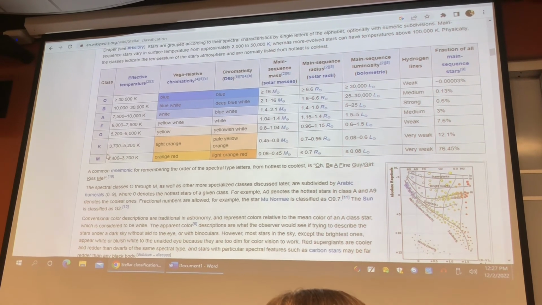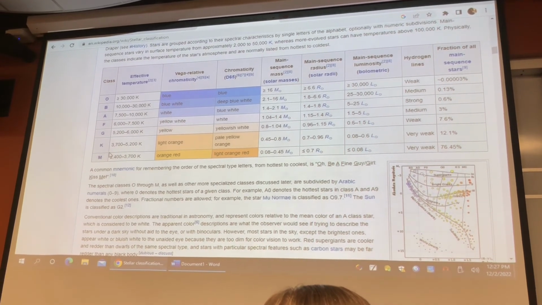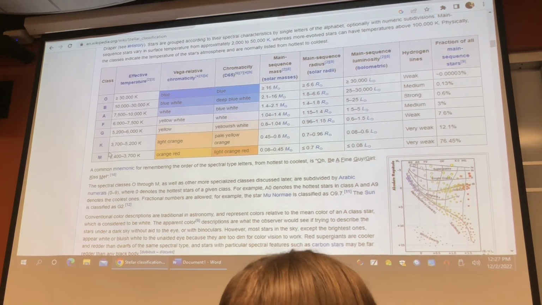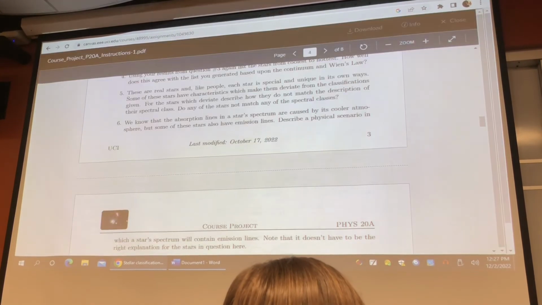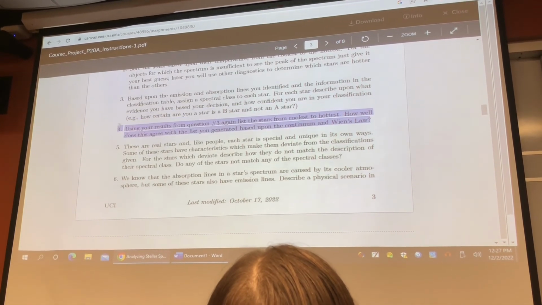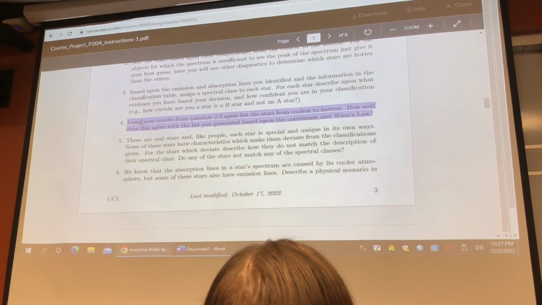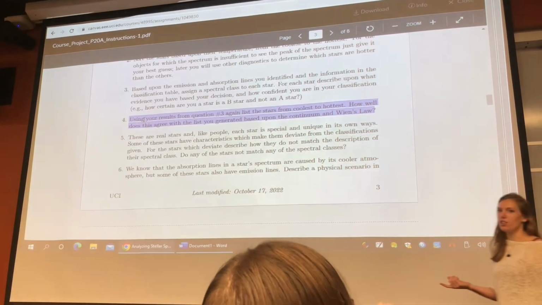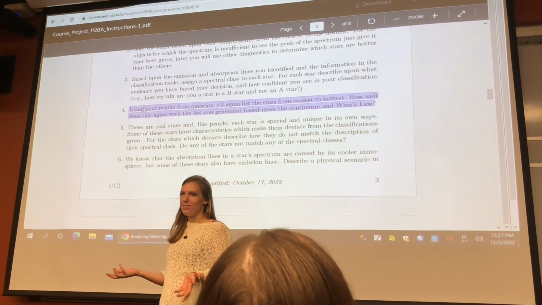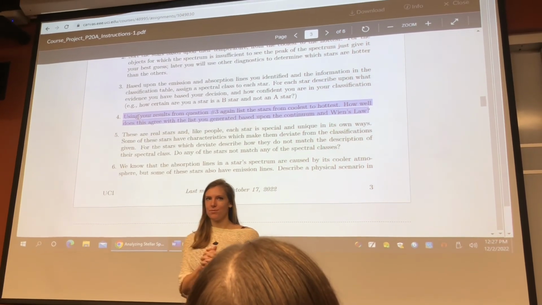What did I say the answer was for number 4? Number 4, you're comparing your stars. Yeah, so the example I gave is the star we looked at is an F star. If the other star you look at is an O star, you can just say O stars are hotter than F stars.